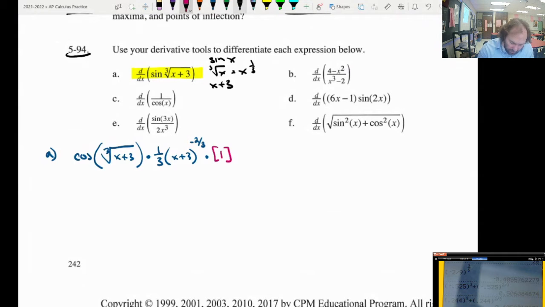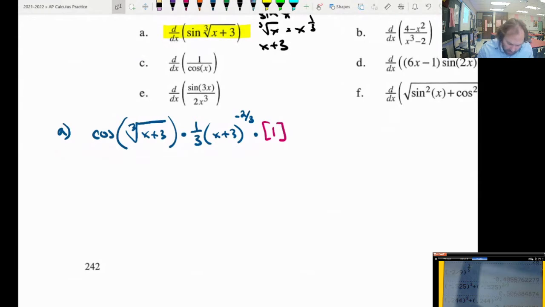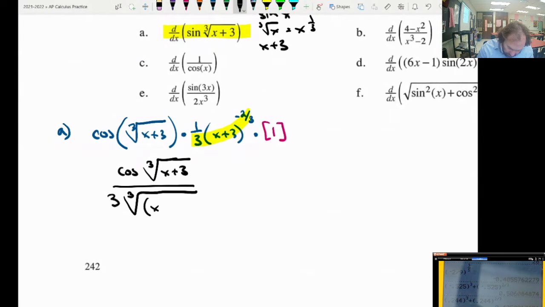Now, there's a good amount of cleaning up we could do on this derivative, but we don't really need to worry about it too much. I am going to just write it as a fraction. I'm going to put the cosine of the cube root of x plus 3 on top of the fraction, because everything else is on the bottom. The 3 times x plus 3 to the negative 2/3 power, well, let's just write it as 3 times the cube root of x plus 3 squared. That's your derivative right there.